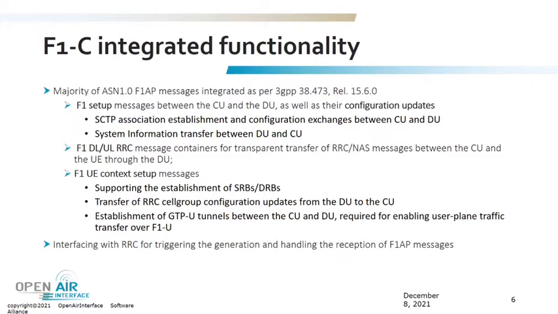The transfer of RRC cell group configuration updates between the DU and the CU throughout the UE registration process, as well as the establishment of GTPU tunnels between the CU and the DU entities, which is a required step in order to enable user plane traffic over F1U. The F1C integrated functionality also includes the necessary updates in order to interface with the RRC in order to trigger the generation and the handling of F1AP messages.